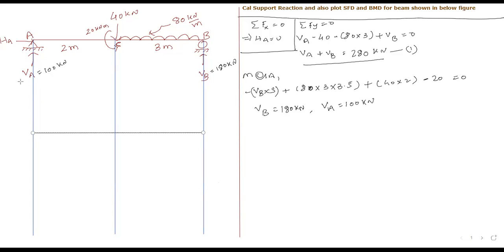That force should be considered as a shear force, and the nature of the force is positive because of the upward direction. So we will plot a vertical line here, yes or no? Please confirm. We are going to plot a vertical line here for the point load due to the reaction at point A, and its value is 100.